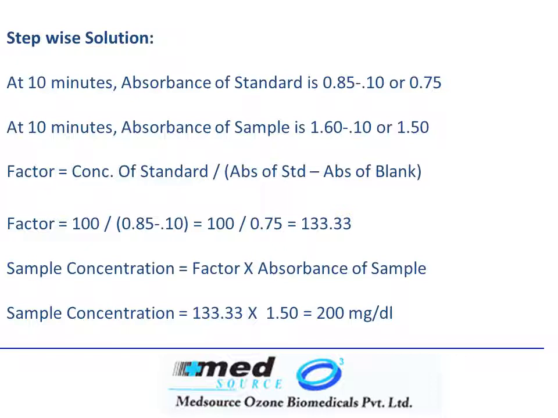The factor is a pretty straightforward formula, which is concentration of standard divided by absorbance of standard. In this case, 100 is the concentration of the standard and 0.75 is the absorbance of the standard. 100 by 0.75 means 133.33 is the factor.